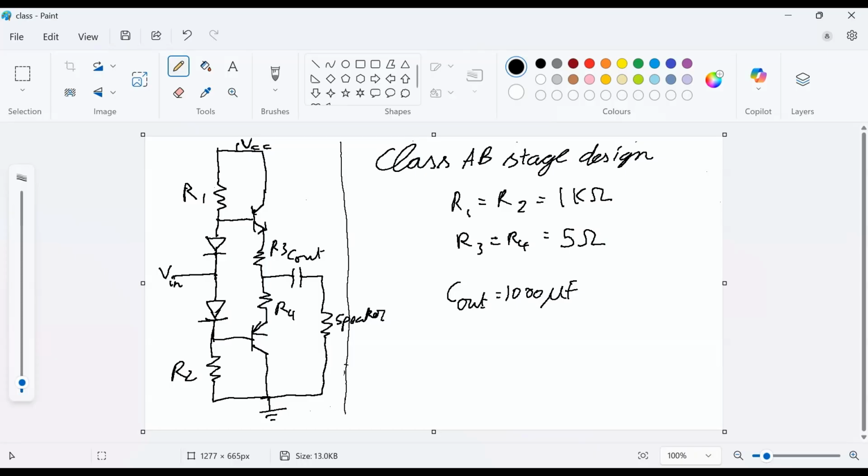The output is coupled to the speaker through a 1000 microfarad capacitor. This 1000 microfarad capacitor blocks the DC voltage completely and lets in only AC to pass to the speaker. The 1000 microfarad value is chosen because we want to let in at least a 20 hertz frequency waveform.